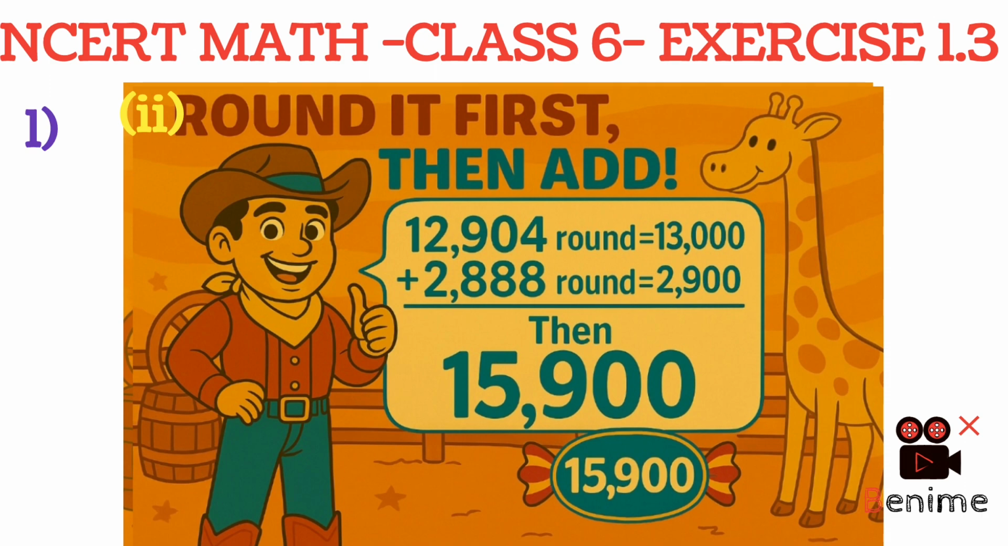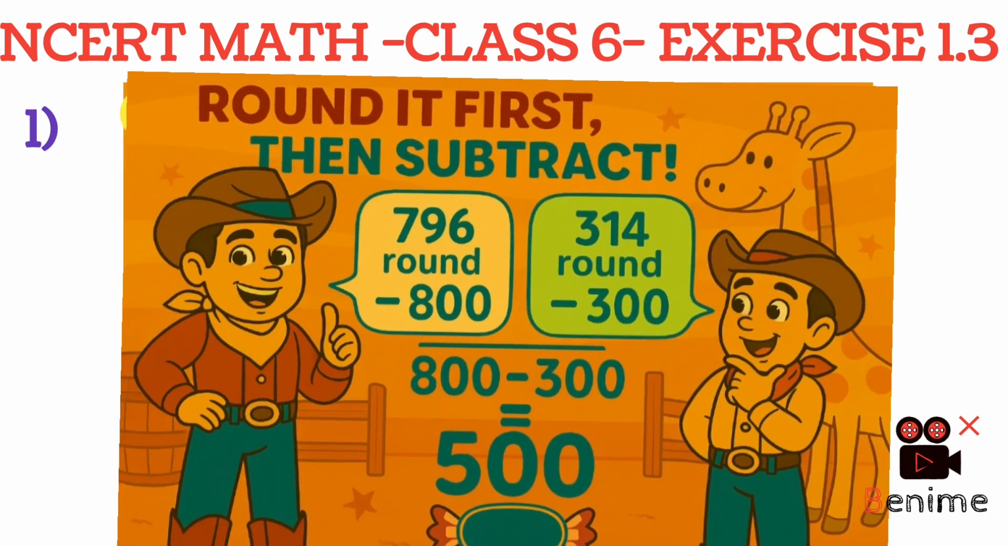So 13,000 plus 2,000 is 15,000, right? So 15,000 plus 900 will be 15,900. It is simple, simpler than the complex exact solution. It is an approximate value, right? So let us move on to the third question. It is a subtraction problem.